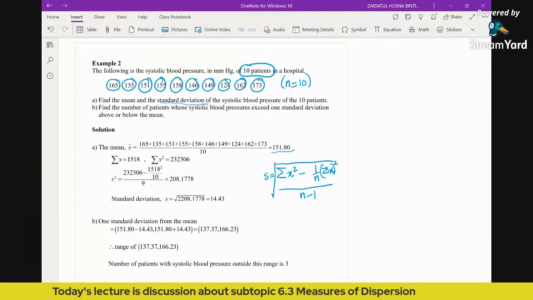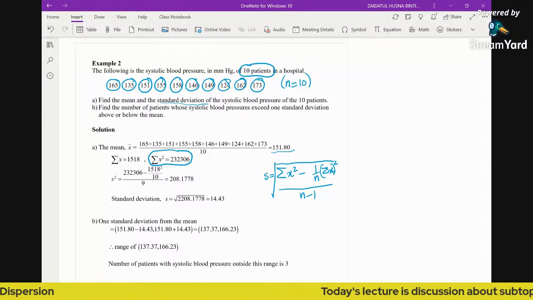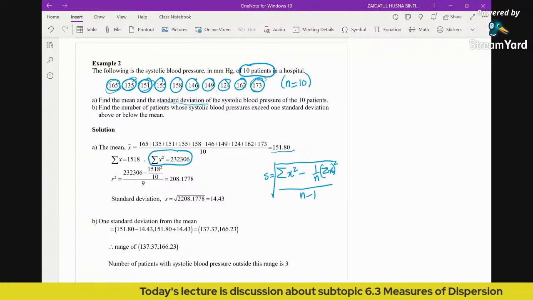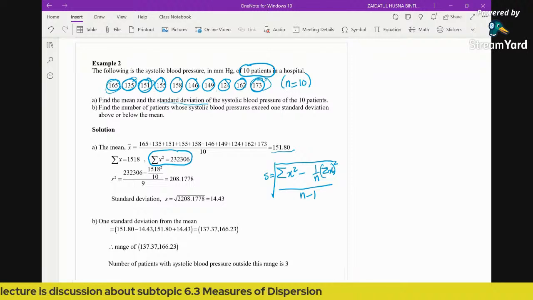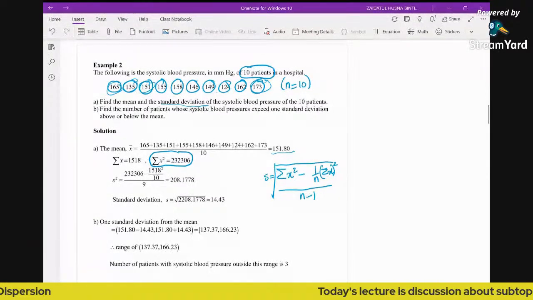Okay, so how do we get the sum of x squared here? How do we get the values of 232, 306? It is by squaring each of this data. You square this value, you square this, until the last value here, and then you will get the value to be this. Alright, 232, 306.